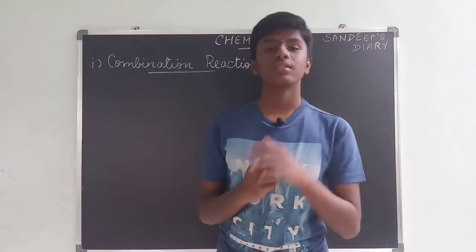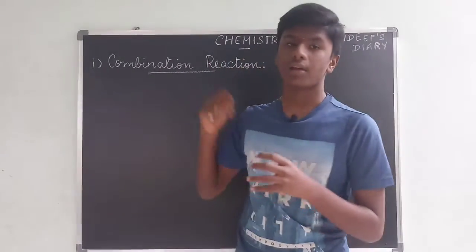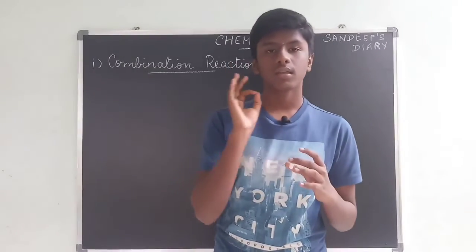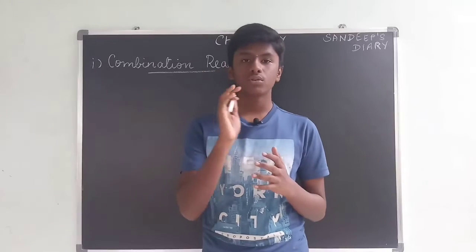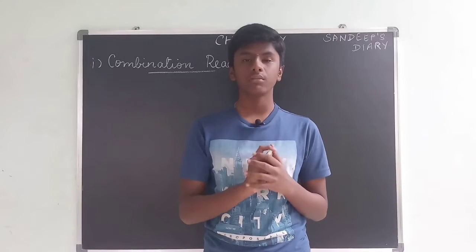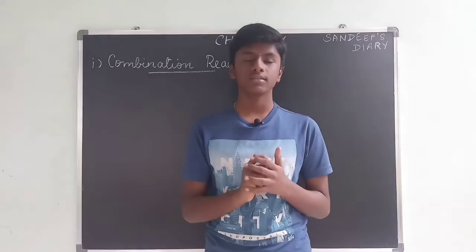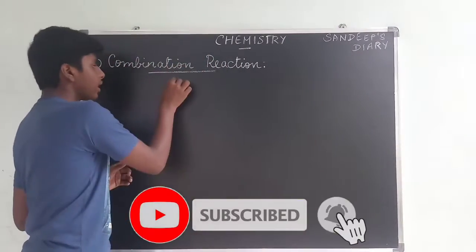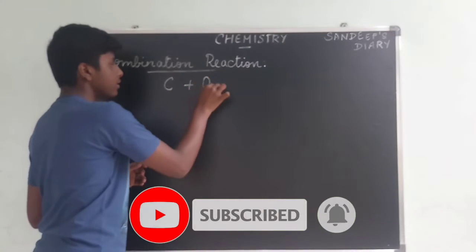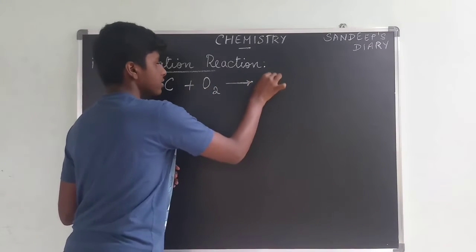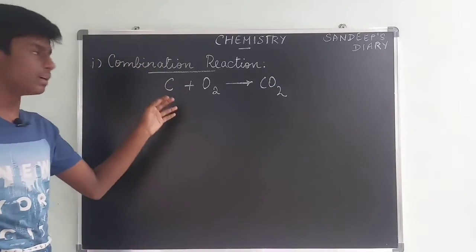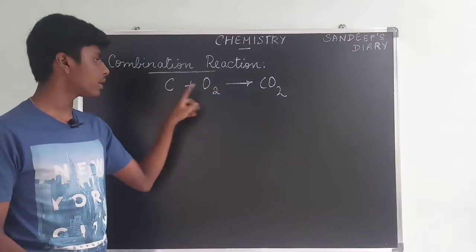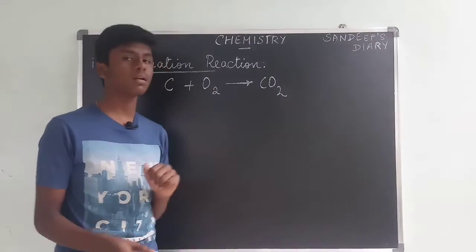The first chemical reaction is combination reaction. As the name says, it is the combination of substances. The definition is the combination of two or more substances in a chemical equation to give one or more products is known as combination reaction. For example, carbon plus oxygen produces carbon dioxide. It is a simple equation. Two or more substances, here one and two substances, are combined to form a single product.